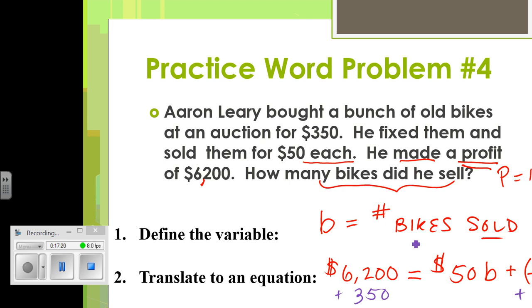Let's see if that makes sense. So the number of bikes that he sold was 131. If we plug that back in, $50 times 131 would be the gross sales, 6,550 gross income. And then let's subtract the $350 investment that he had, and that does work out to his profit of $6,200. So that does work out.